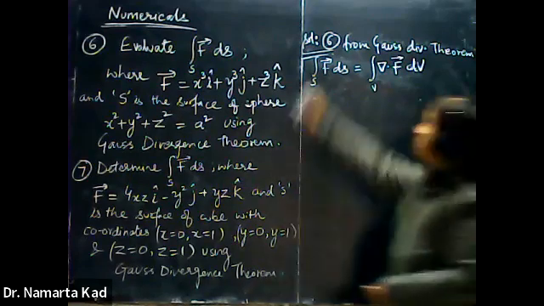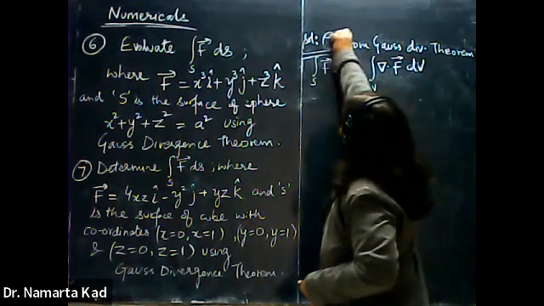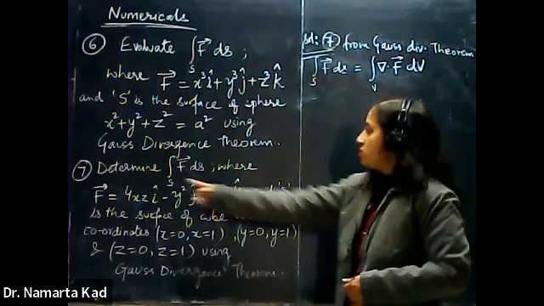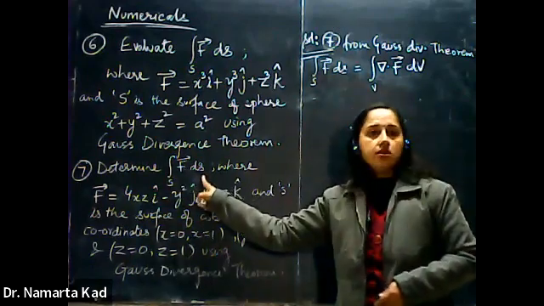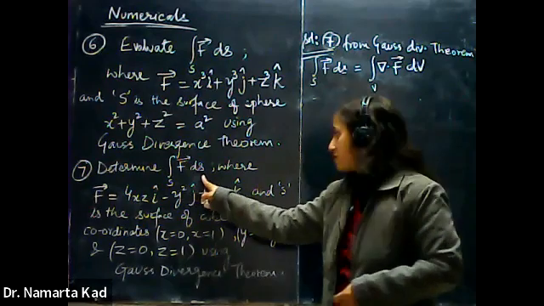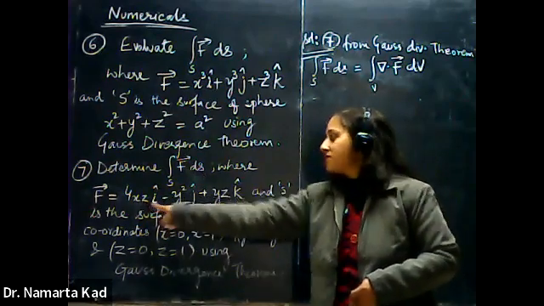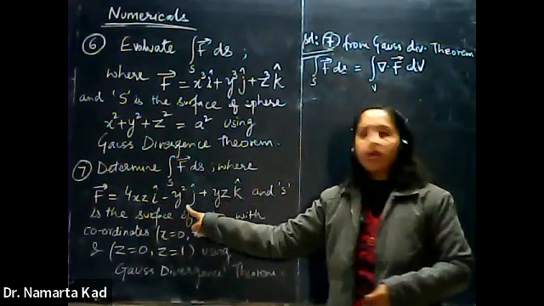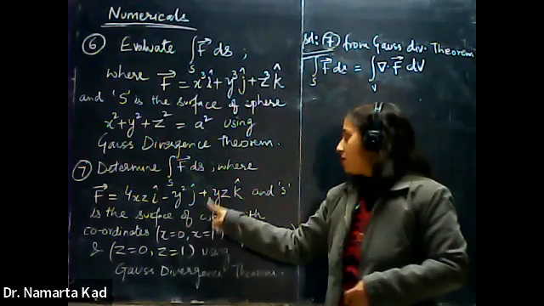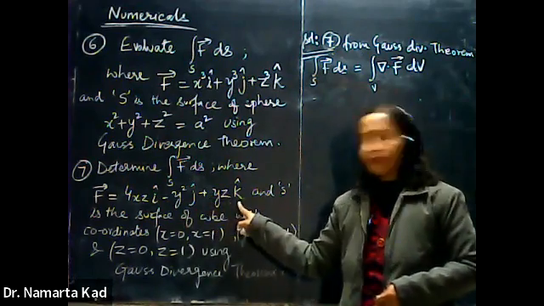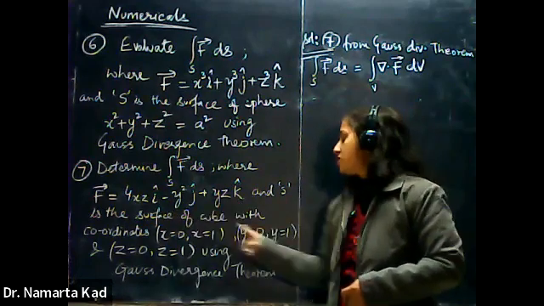Yes, now for the 7th question. The 7th question is to determine again the surface integral of F vector, where F vector is 4xz i cap minus y square j cap plus yz k cap, and S is the surface of the cube.